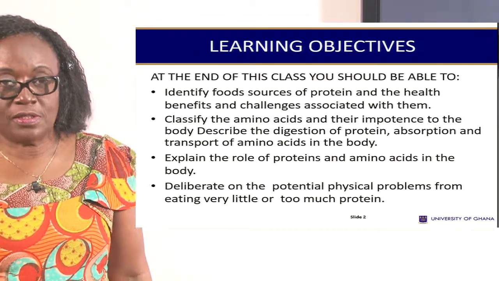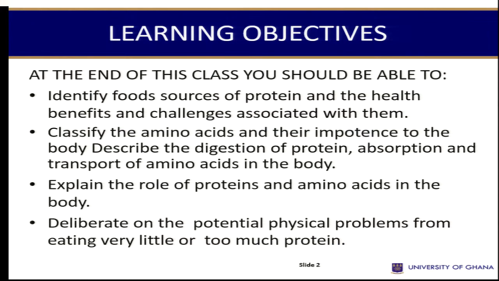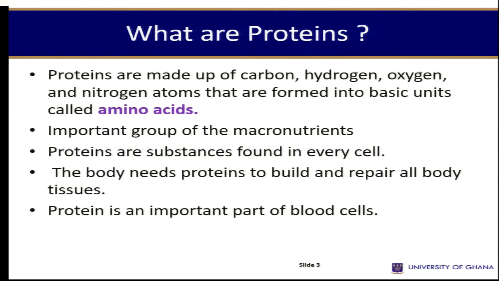And our learning objectives for this class is that at the end of this session, you should be able to identify food sources of protein that are of importance to health, classify amino acids and their importance to the body, describe the digestion of protein, absorption and transport of amino acids in the body, explain the role of proteins and amino acids in the body, deliberate on the potential physical problems from eating very little or too much of proteins. Very, very important. So, what are proteins?